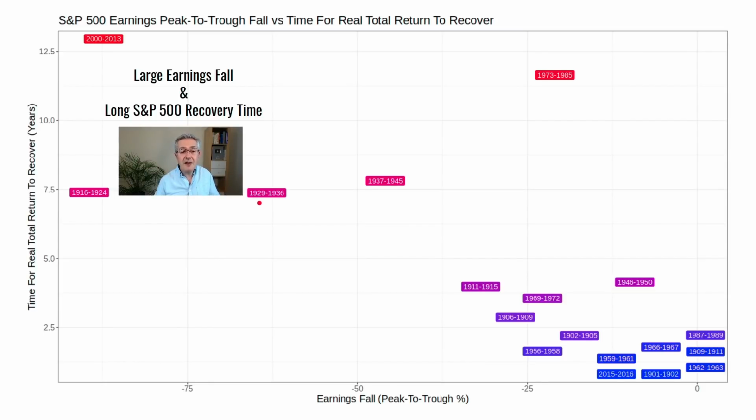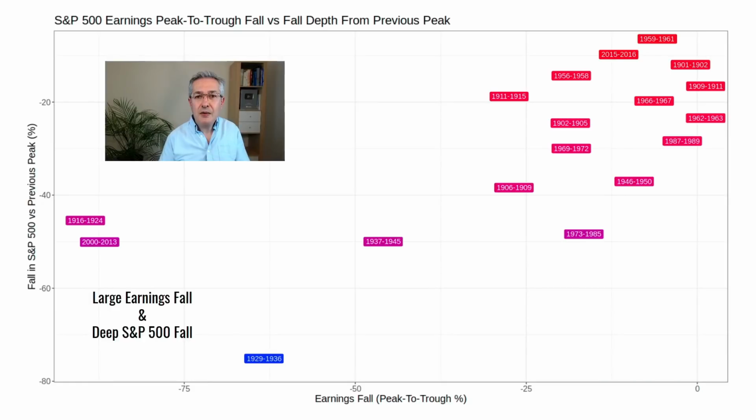But the huge stock market fall between 1929 and 1936 also coincided with a very large earnings fall, as did the stock market crash around the First World War between 1916 and 1924. And another episode was the Second World War between 1937 and 1945. Not only does the depth of the earnings recession affect the recovery time, it also affects the depth of the equity market fall itself. So again, we've got earnings fall, peak to trough, on the x-axis, with the largest falls on the left and the smallest falls on the right.